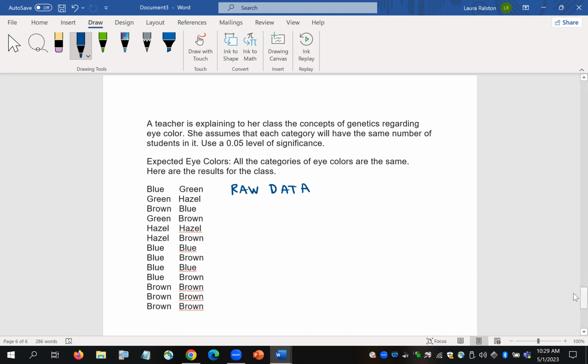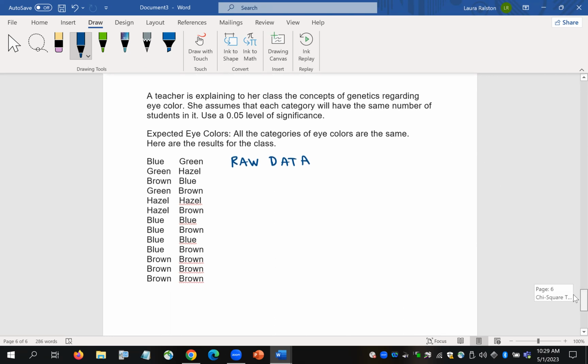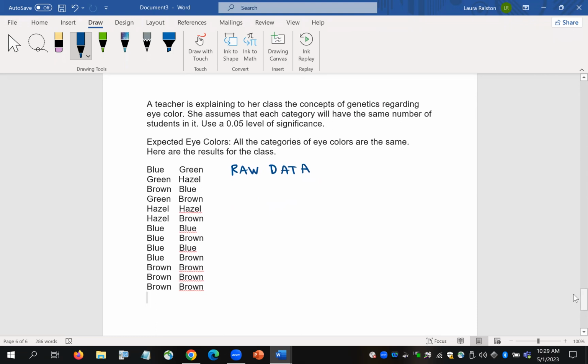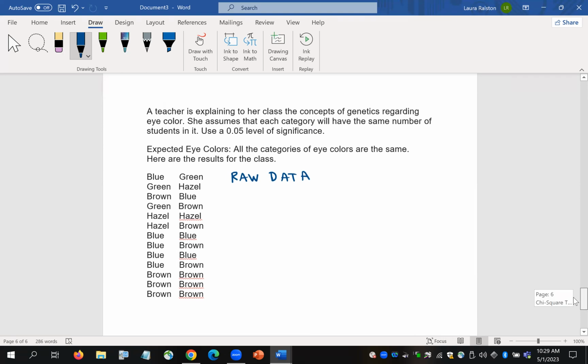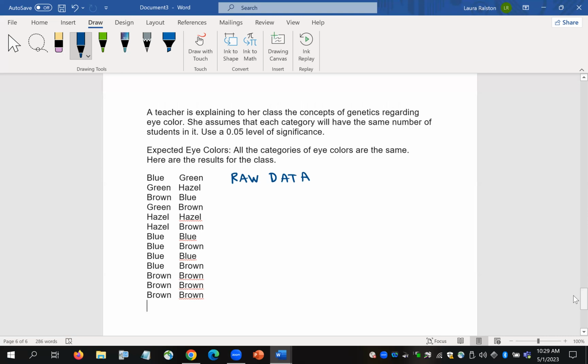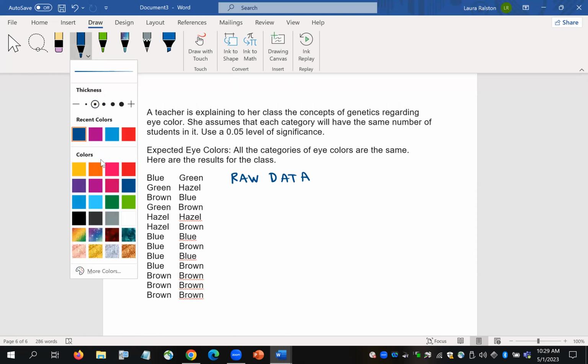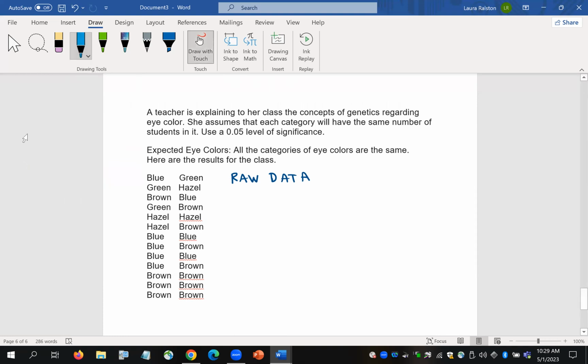But let's read the question first. It says a teacher is explaining to her class the concepts of genetics regarding eye color. She assumes that each category will have the same number of students in it. Use a 0.05 level of significance. And then it even tells you the expected eye colors. All the categories of eye colors are the same. And it says here are the results for the class.